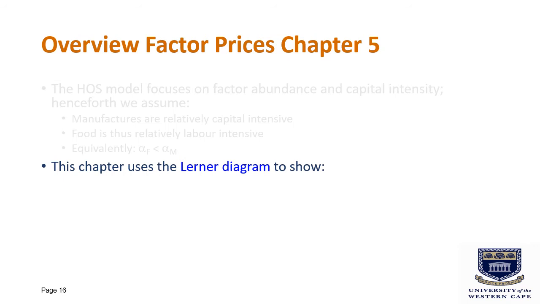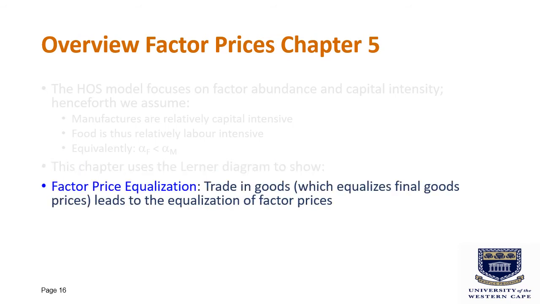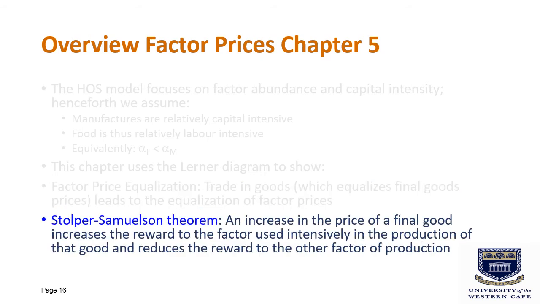So in this chapter, we're going to use the Lerner diagram. And what are we going to look at? We're going to look at factor price equalization, which we discussed earlier as a theorem. That's the idea that factor prices are the same between countries under trade. And then we will also look at using the Lerner diagram for the Stolper-Samuelson theorem. That's the idea that if the price of a final good increases, the reward to the factor used intensively in the production of that good increases, and the reward to the other factor of production decreases.